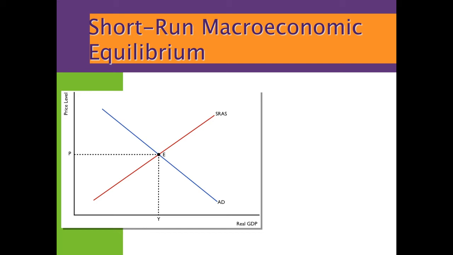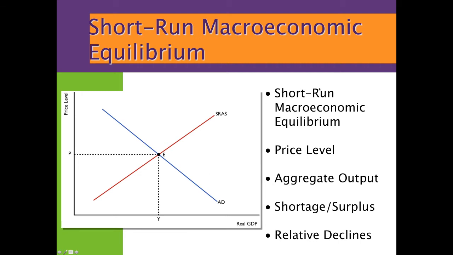And so that's how it's expressed, P and Y. Remember that on the AP exam, it's important to graph everything and label everything correctly. Short run equilibrium is expressed here. Price level, obviously expressed here. Aggregate output expressed here.